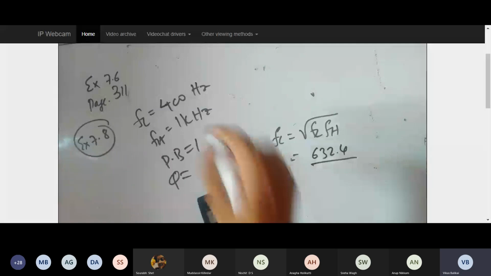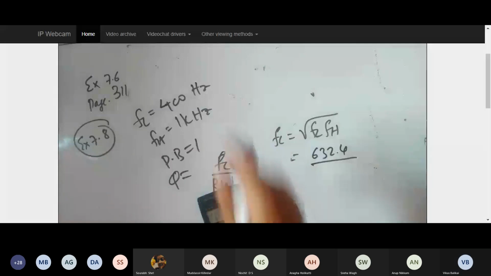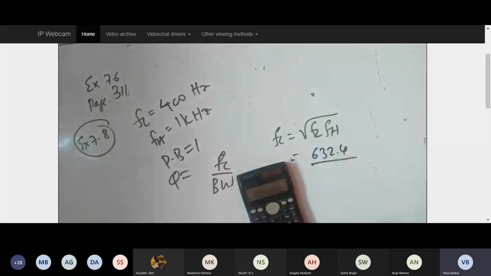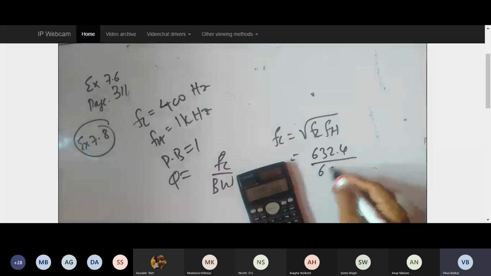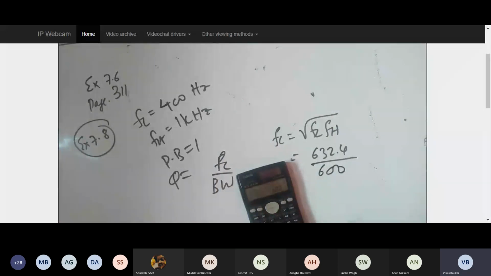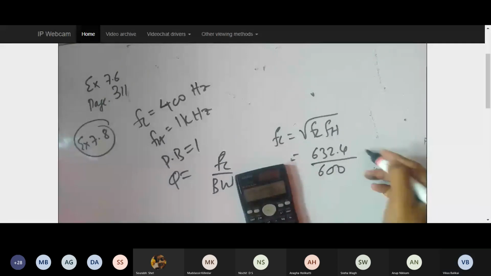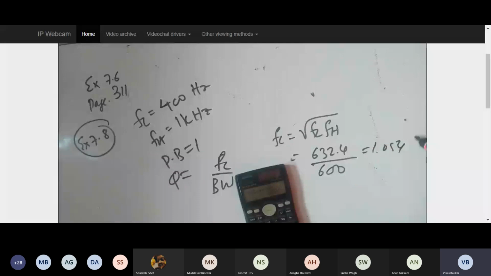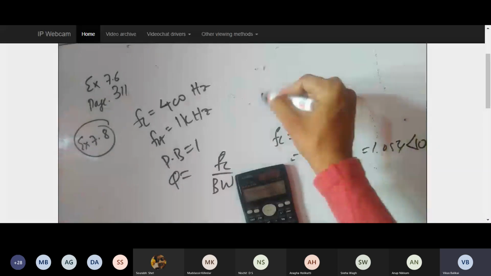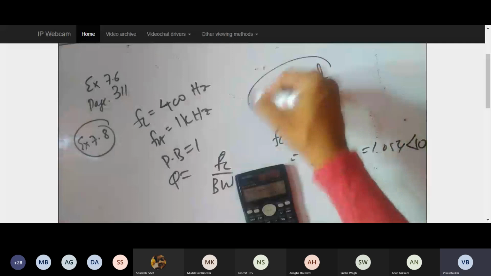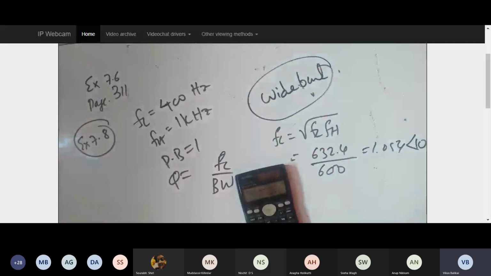What is the bandwidth? 1K minus 400, I'm going to get 600. So 632.4 divided by 600, I'm going to get a value of 1.054. And since this is less than 10, definitely this is wideband. So we can confirm that the given filter is a wideband filter. This is how we can solve the numericals.